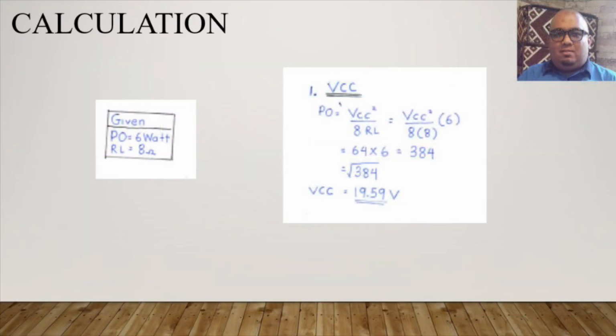Then we go to the calculation. We know from the question given that PO equals 6 watt and RL equals 8 ohm. From this formula, we know that P out equals VCC squared divided by 8 RL. So with this input, we know that VCC will be around 19.59.